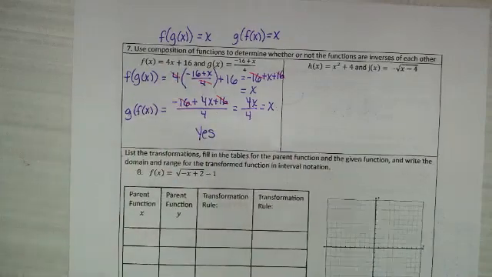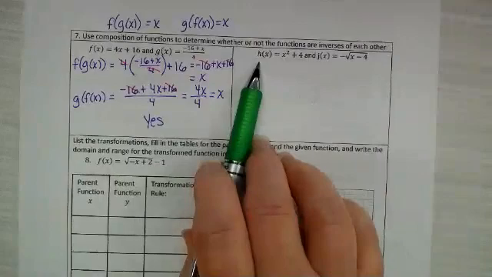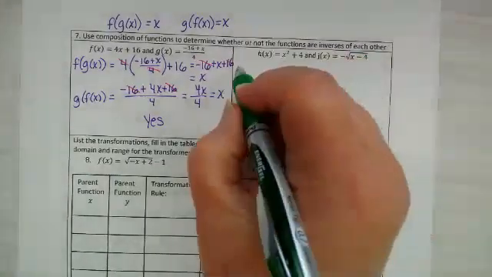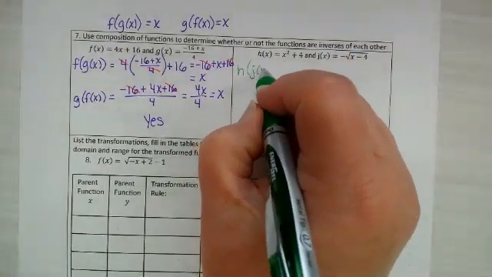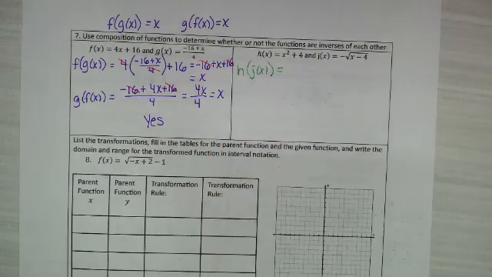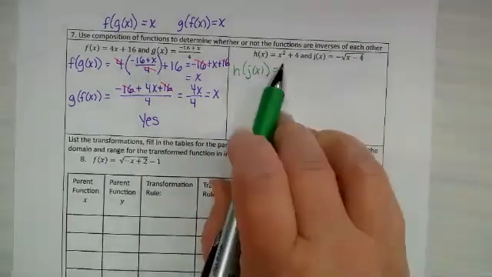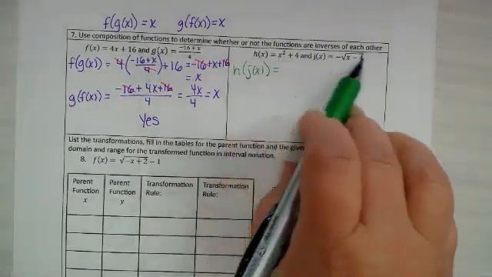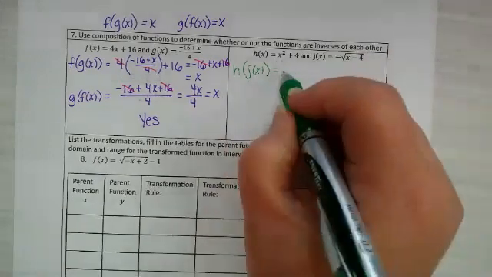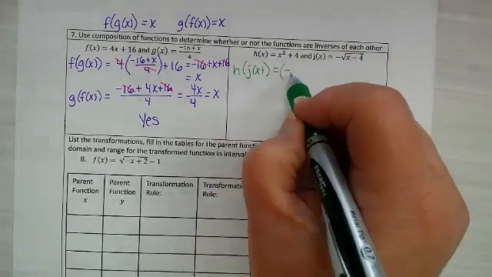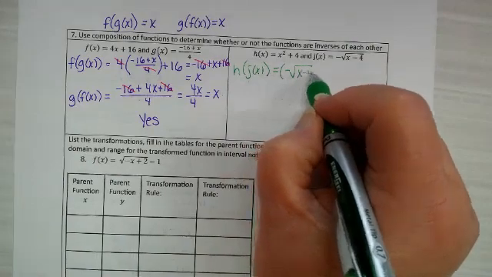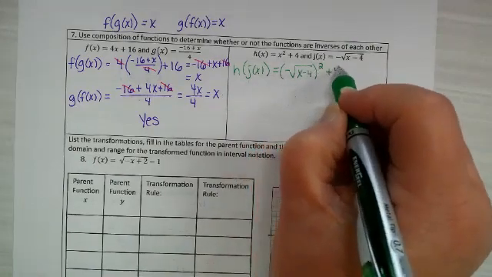All right, next up, same thing over here. We're going to plug one equation into the other and see if it simplifies to x. So let's start with this one. We're going to put this in place of x. So negative square root of x - 4, squared, plus 4.